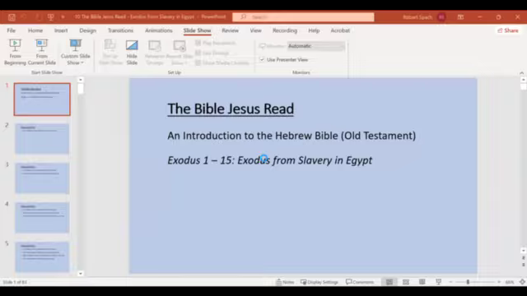Then you shall say to Pharaoh, thus says the Lord, Israel is my firstborn son. Interesting. I say to you, let my son go, that he may serve me. But you refuse to let him go. Now I will kill your firstborn son. So Yahweh is saying, you didn't let my firstborn go, so Pharaoh, I'm going to kill your firstborn. Okay.